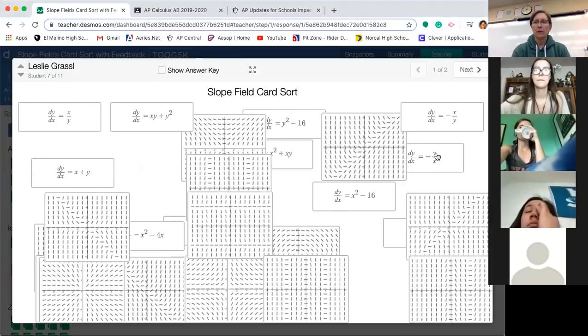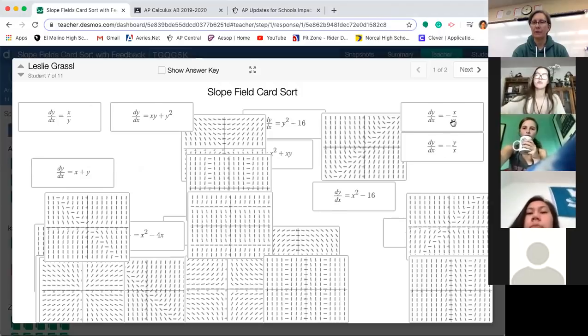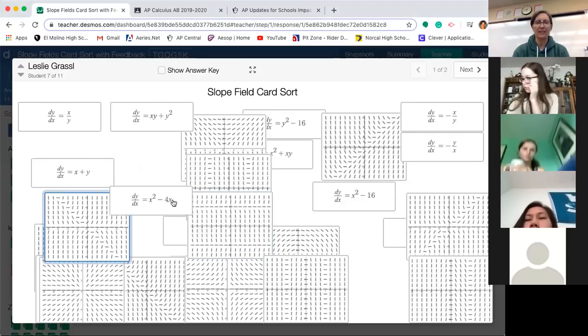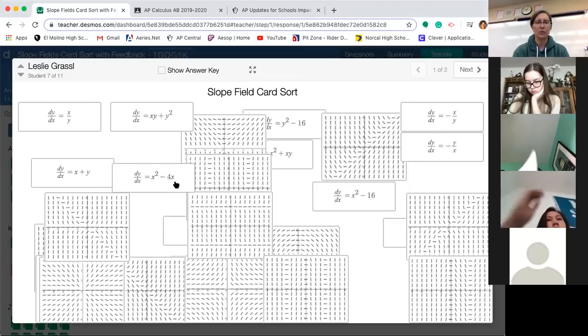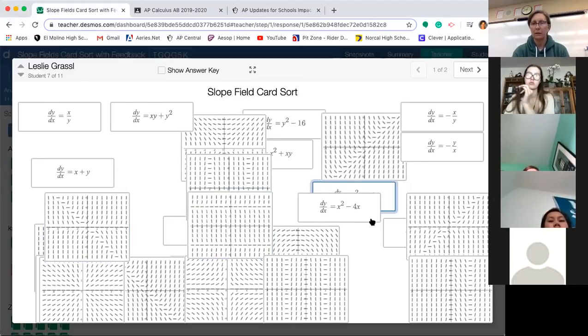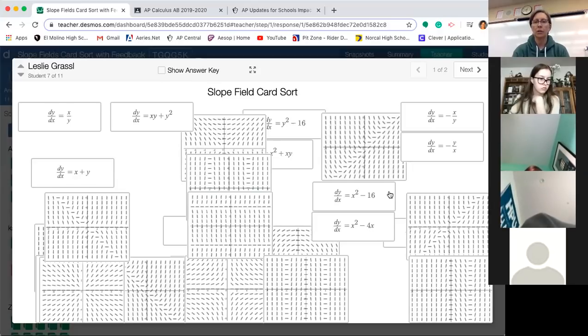Okay. So there are some cards that have X and Y in them. These over here all have X and Y in them. And then some cards that just have X's in them, like this one here that I'm holding. So I'm going to start by sorting them so that I have all the ones that have just X's in them, like these two over here. The X squared minus 16 and the X squared minus 4X, they don't have any Y's in them. So I'm going to start by sorting like that.